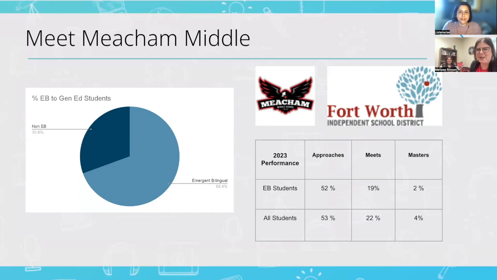I'll jump in and share a little bit. We wanted you to get to meet Meacham Middle School and know a little bit about our students and our data before we dive into how Listenwise can help us. As you can see from the pie chart on the left of your screen, our emergent bilingual population is 69.4%. That includes newcomers, and the majority of our EB population are long-term emergent bilinguals, meaning that they've been in U.S. schools for a long time but have not gained language proficiency to be exited out of the program, meaning that they are scoring low in either listening, reading, writing, or speaking, and are not at that proficient level yet.